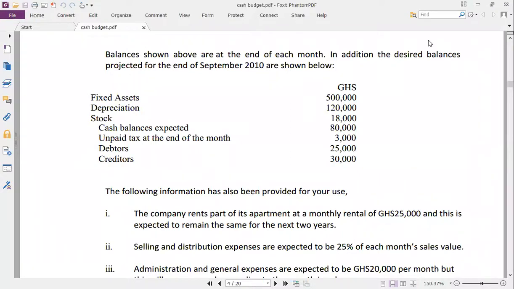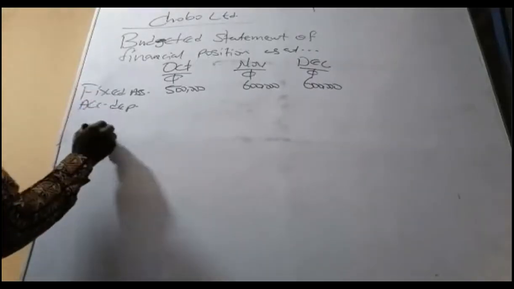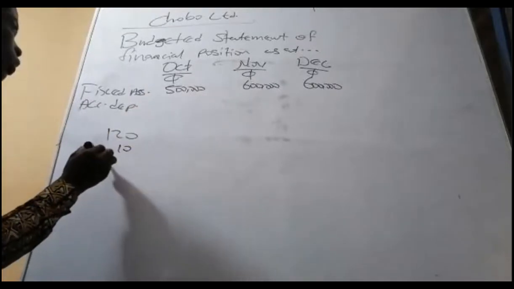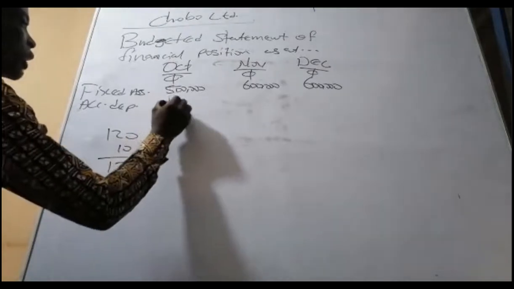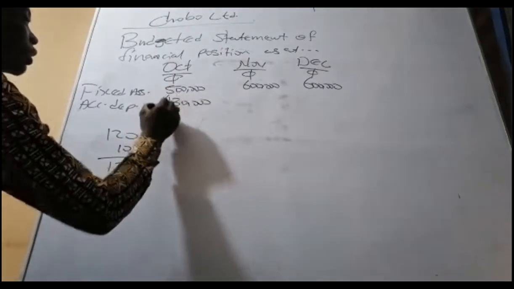Good. The accumulated depreciation is 120,000, so you'll be adding the depreciation charge for the year to it. That's all. Accumulated depreciation opening balance 120, charge for October was 10,000. Good, so I'll get 130,000. Therefore, here must be 130,000. I'll take it off. I get a carrying amount.